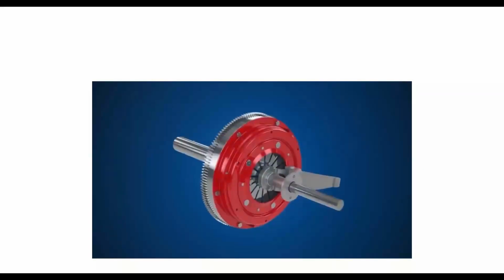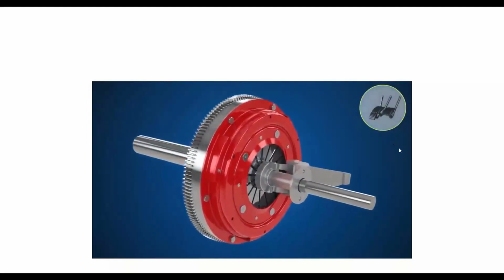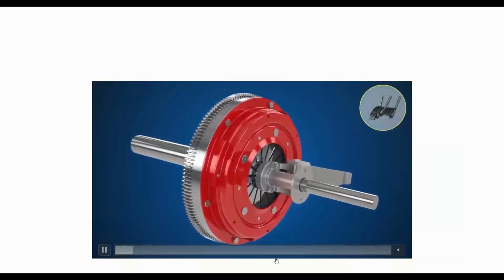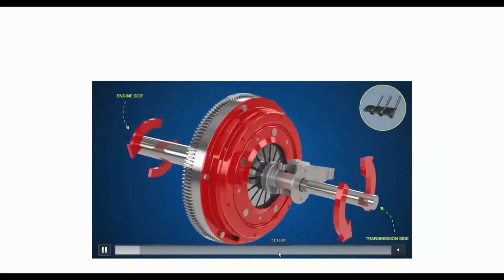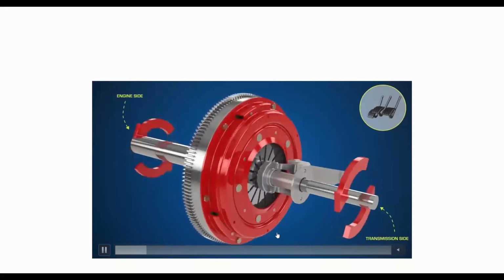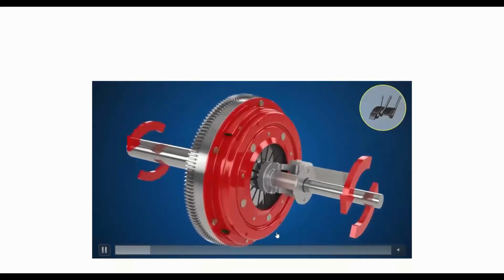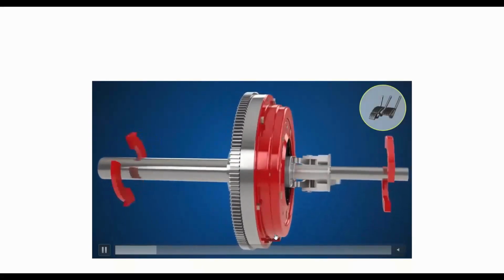Just with the help of a video, I will show you different parts of a clutch. So that first is the engine side. You can see in the sketch clearly that red color, whatever arrows are rotating, that is the engine side.